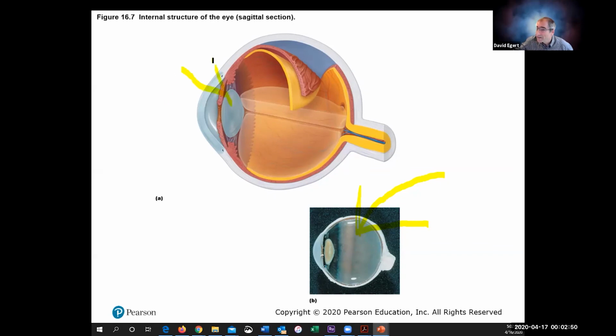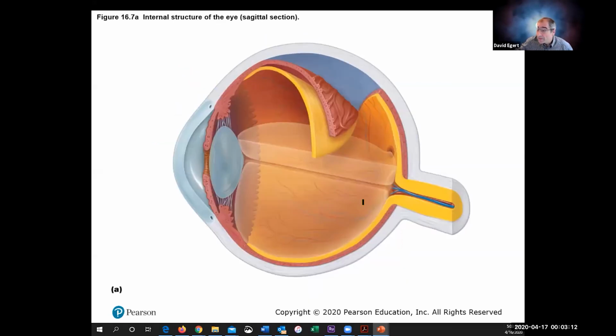What is this thing right here? The lens? The lens? What is this part right here? Cornea. The cornea. So the cornea, which is that clear window part of the fibrous tunic. So you should know the layers of the eye. What is this part right here? Ciliary bodies. Iris. The ciliary body would be up here. Yeah, so this is the iris, which is also part of the vascular tunic.